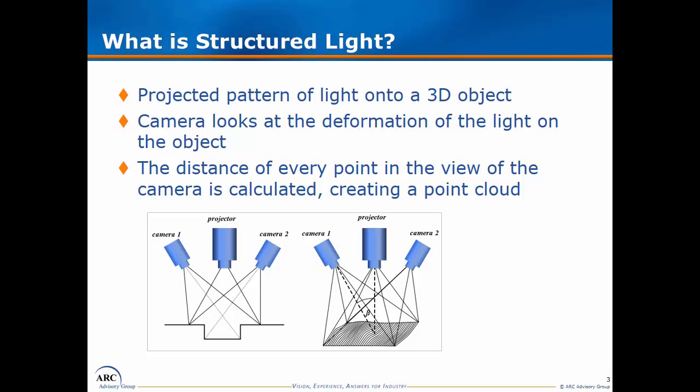Next, structured light 3D scanners, which are also known as white light scanners, function pretty similarly by projecting a pattern of light onto a 3D object. A camera then looks at the deformation of this light pattern on the object and calculates the distance of every point in its field of view, creating a point cloud. So, Scott, it's basically a device for capturing a three-dimensional digital representation of a physical object. But how is this used in manufacturing?